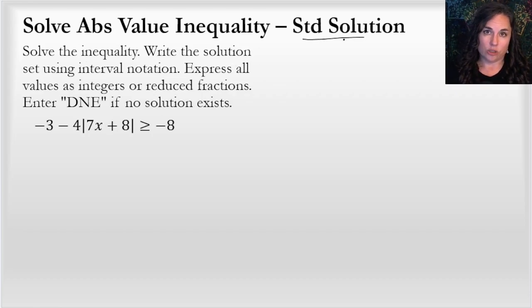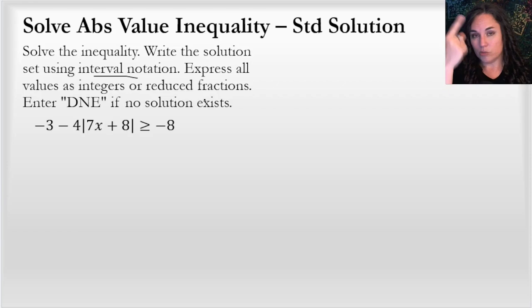I'm calling this a standard solution. There's nothing weird going on. You should be able to calculate some numbers, and it'll either be a single interval or it will be a union of intervals. It says solve the inequality, write the solution using interval notation, express all values as integers or reduced fractions. So that means no decimals, okay? Enter DNE if no solution exists. Oh no. So like I said, there's 4 different options. We could have a single interval, a union of intervals, infinite solutions, or no solutions.